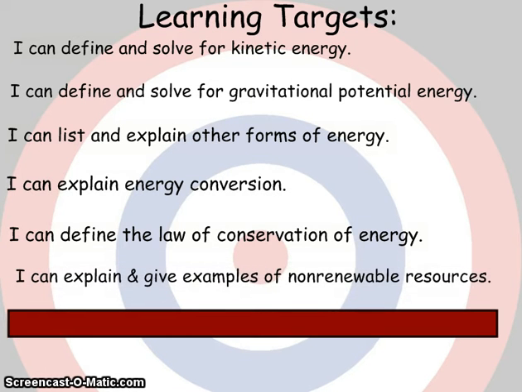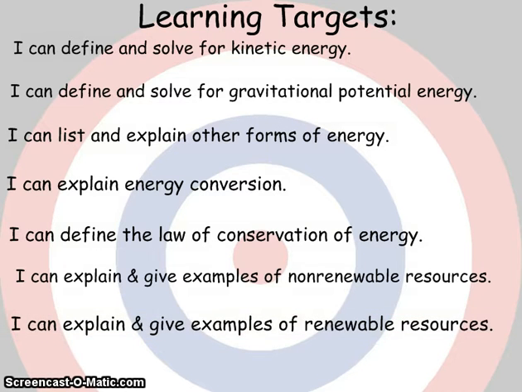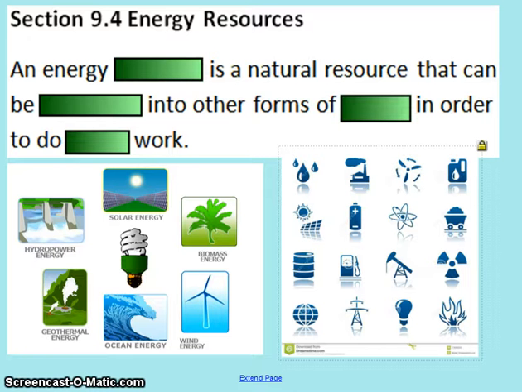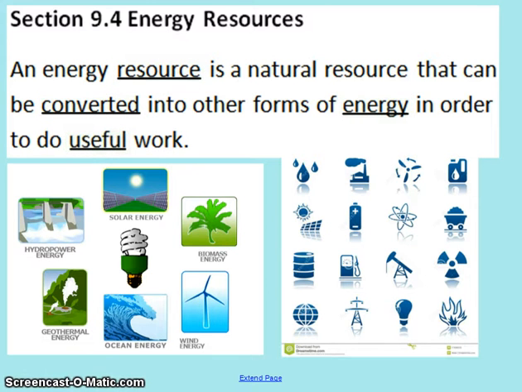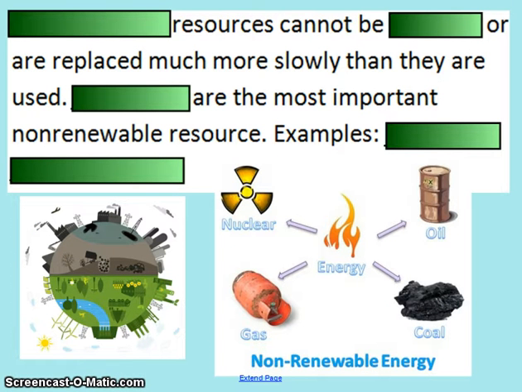And for today, I can give examples of non-renewable resources, and I can explain and give examples of renewable resources. The notes for Section 9.4, Energy Resources. An energy resource is a natural resource that can be converted into other forms of energy in order to do useful work. The important part of this sentence is useful. We want to have energy that's in a useful form that will allow us to do work with it.